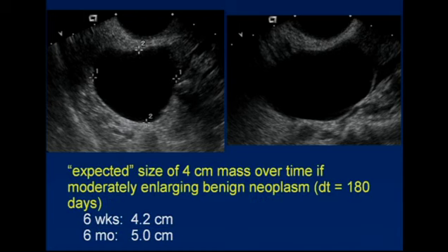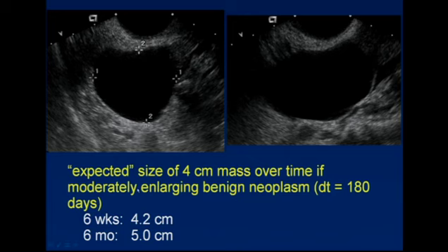And so if you take a look at the expected size of a 4 centimeter cyst over time, if it's a moderately enlarging benign neoplasm with a doubling time of, let's say, 180 days, in 6 weeks, if you image that patient again, it would only be 4.2 centimeters. And you will not be able to tell that it's actually changed in size. In fact, you're very likely to make the erroneous assumption that it hasn't changed in size, when in fact it is slightly increasing in size.